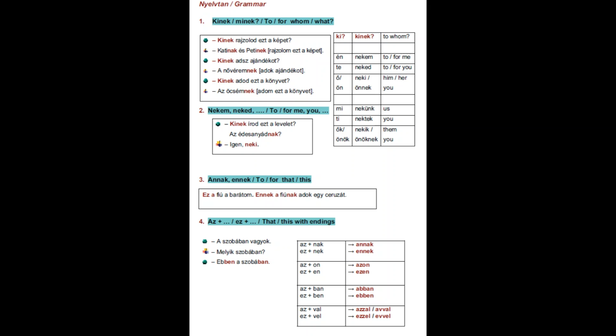Okay, so let's read it together, that second sentence. Katinak és Petinek rajzolom ezt a képet. And what does it mean? You know this, it's so easy. Yes, for Kati and Peti. And for Peti. And then I am drawing this picture.